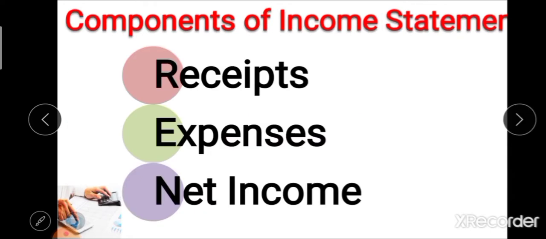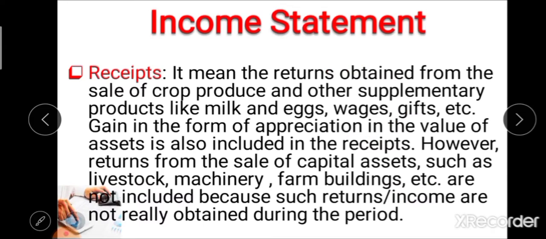After the definition of income statement, the next point is components of income statement. So there are three major components of income statement. The first one is receipt, the second one is expenses, and the third one is net income. So we see one by one these different components of income statement. First component, that is receipt.